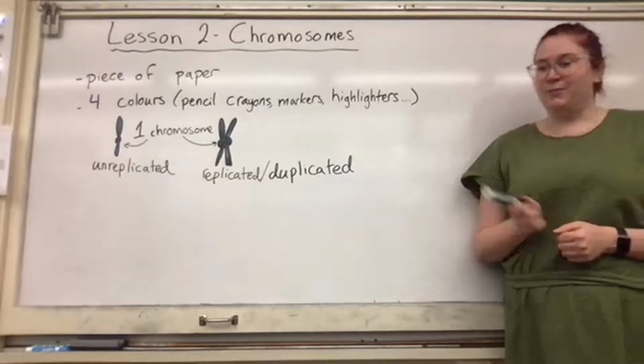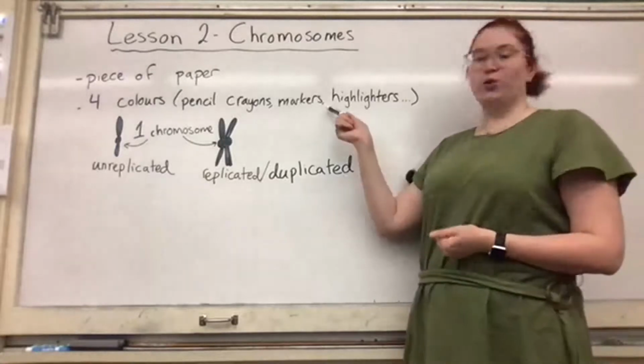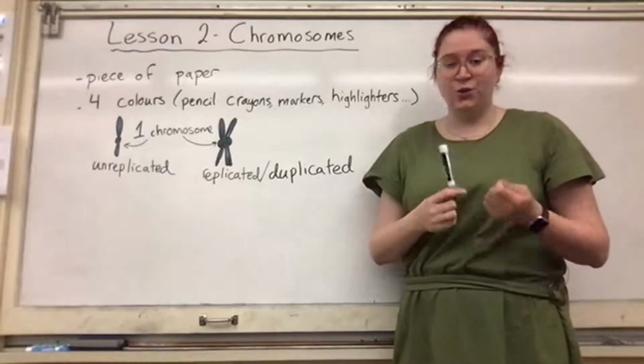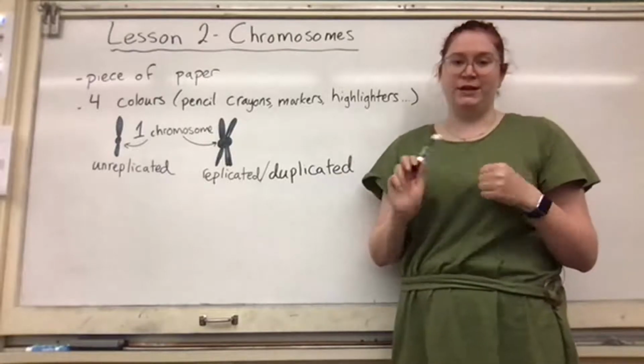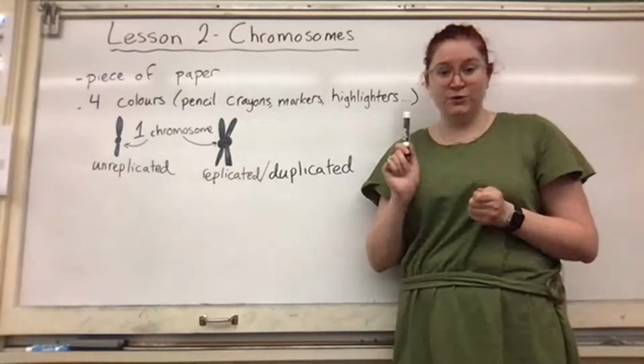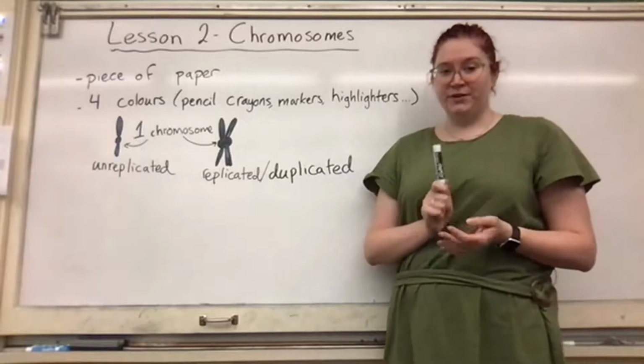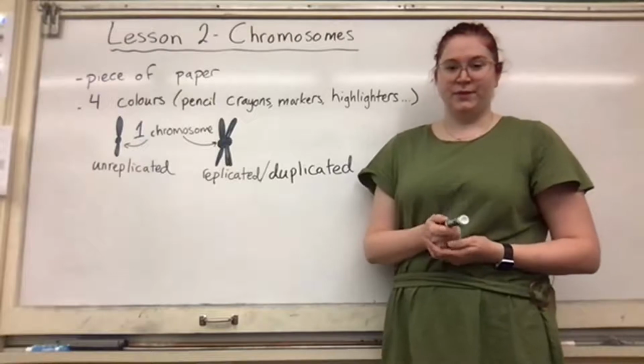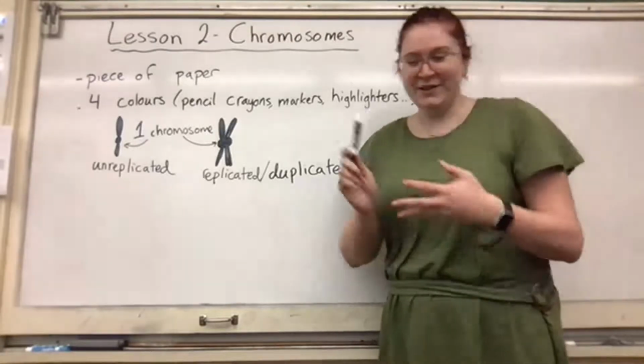You are going to need a piece of paper and 4 colors. They could be pencil crayons, pens, markers, highlighters, whatever. You're going to need to be able to indicate some different chromosomes with some different colors. So pause the video, go get those things now, and then come back. Okay, I hope you have those things.